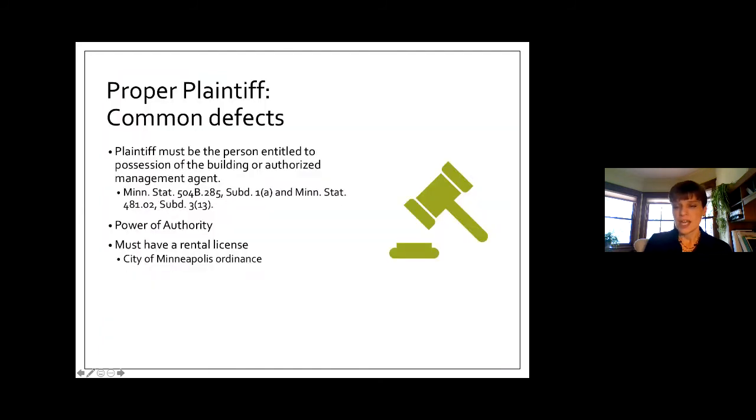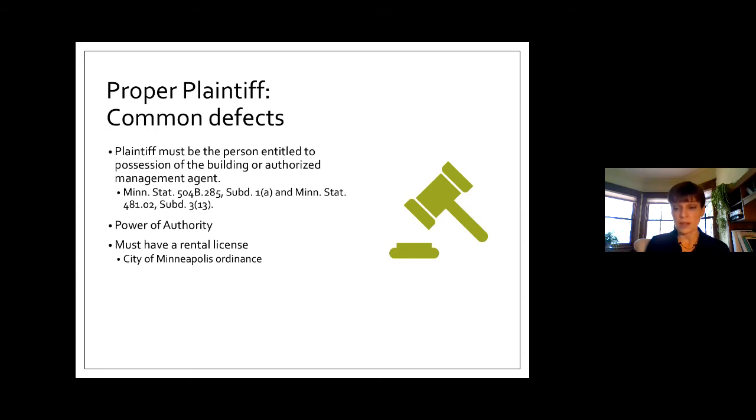So the next thing we want to talk about is making sure that there is the proper plaintiff on the eviction action complaint. The statute is clear that the plaintiff listed on the complaint must be the person entitled to possession of the property or an authorized management agent. It's fairly easy to determine who owns or is authorized to possession of a property by searching property records. Certainly in Hennepin and Ramsey County, you can just go onto the county websites and find out who the owner of the property is.